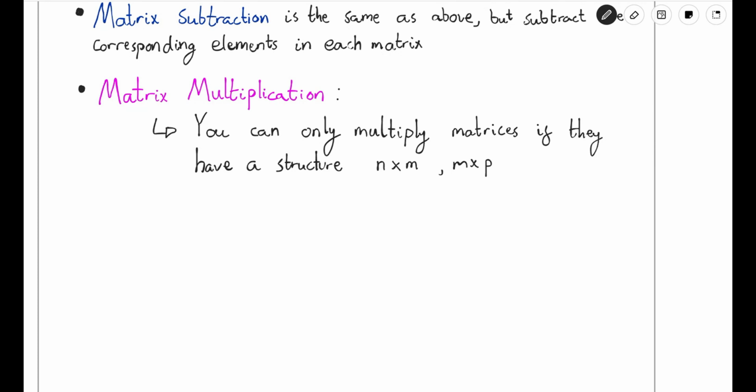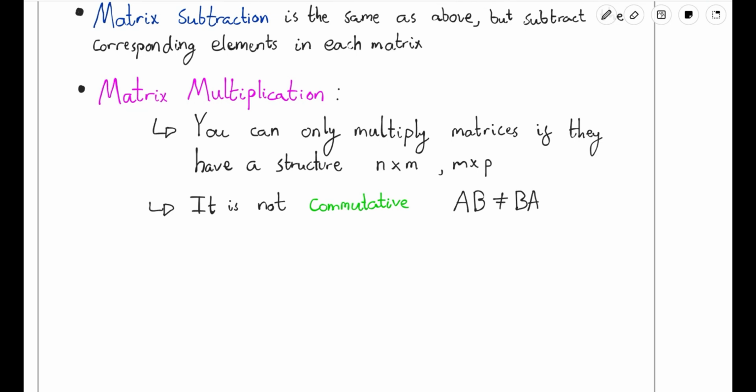From this point, you might have noticed that the ordering of the matrices that you're multiplying actually matters. In mathematical language, we say that matrix multiplication is not commutative. In other words, if you have two matrices A and B, A times B will not in general be equal to B times A. The ordering matters.